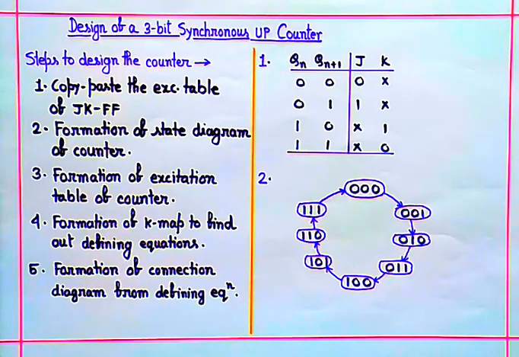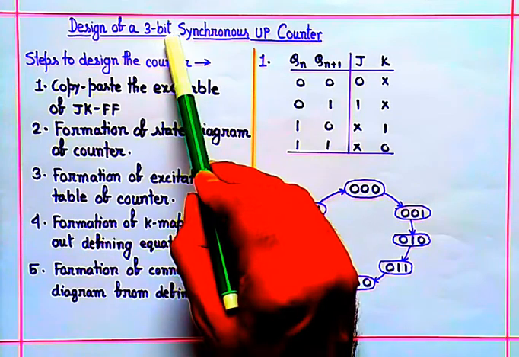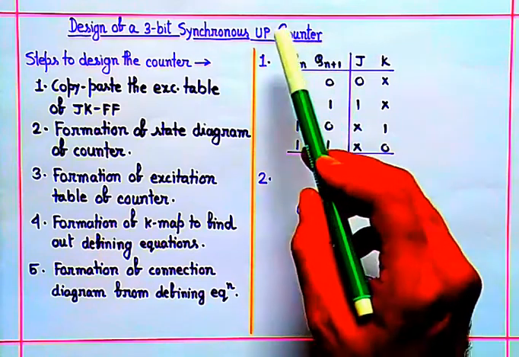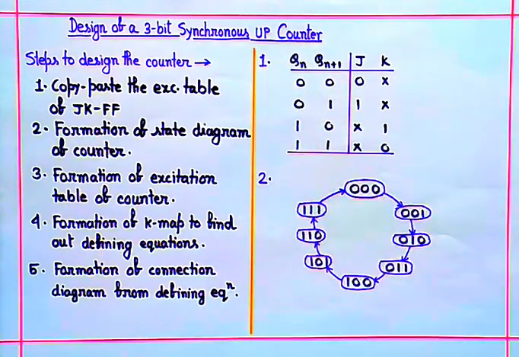Design of a 3-bit synchronous up counter. This question is very much important for your semester. You know that for 3-bit you need total 3 flip-flops and the counter is synchronous. That means the same clock will be applied to the 3 flip-flops, and the counter is an up counter. That means it will count in forward direction: 0, 1, 2, 3, 4 in this manner.